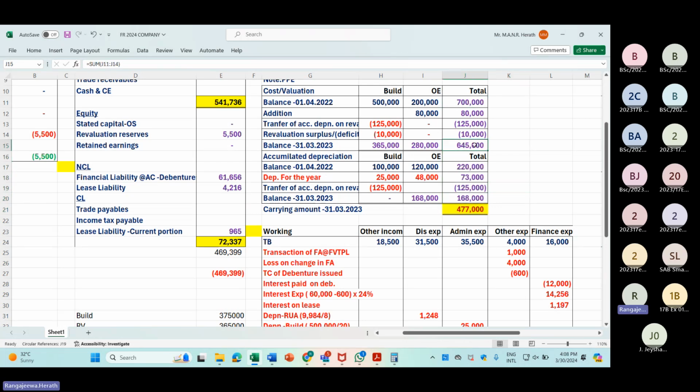So here you get the total. So the carrying amount is 477,000. Oh, this is correct, right?